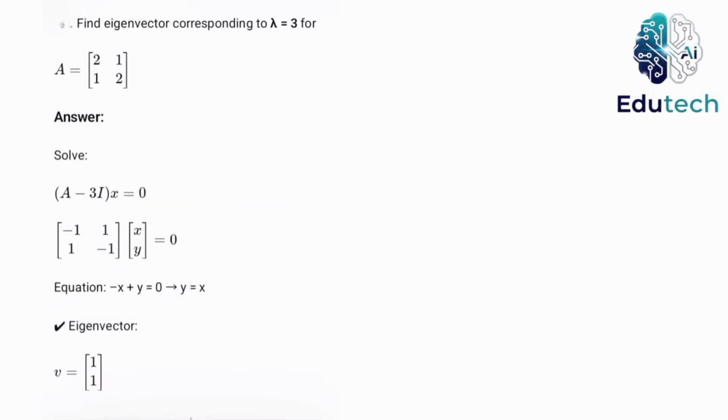Find the eigenvector corresponding to lambda is equal to 3 for A is equal to matrix 2 1 1 2. We can solve it by the equation A minus lambda I into x is equal to 0. Here A minus 3I into x is equal to 0. So the matrix minus 1 1 1 minus 1 into x y is equal to 0. So the equation is minus x plus y is equal to 0. So y is equal to x. So the eigenvector is 1 1. So we can move on to the next question.